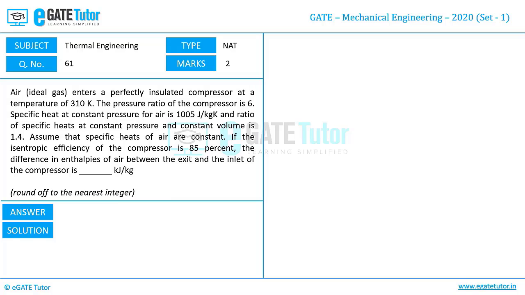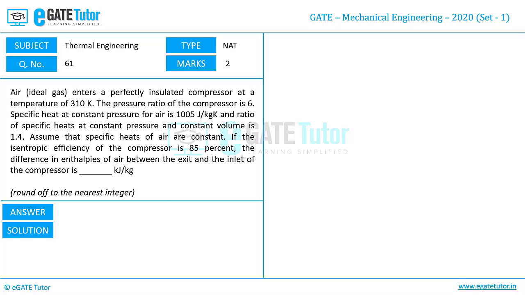If the isentropic efficiency of the compressor is 85%, the difference in enthalpies of air between the exit and the inlet of the compressor is dash kilojoule per kg. We need to round off the solution to the nearest integer. Okay, let's proceed to the solution.